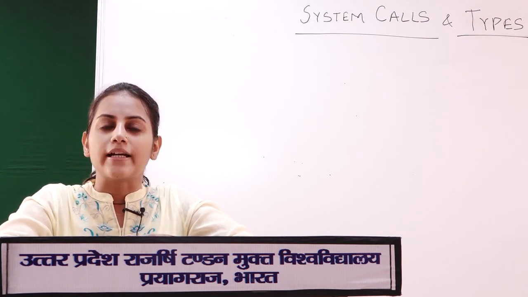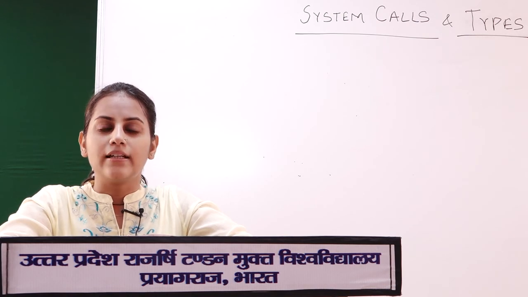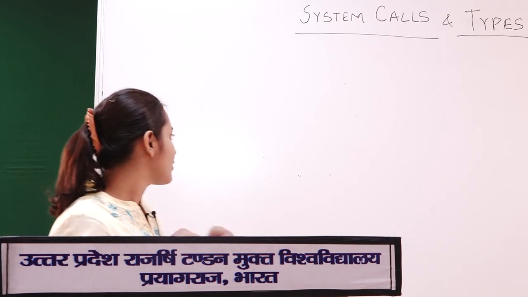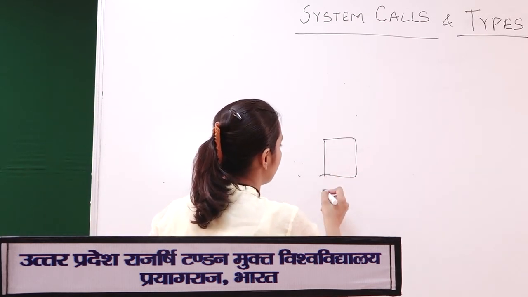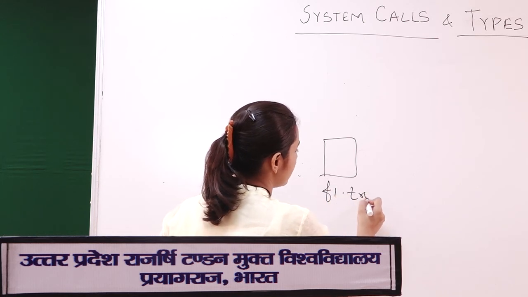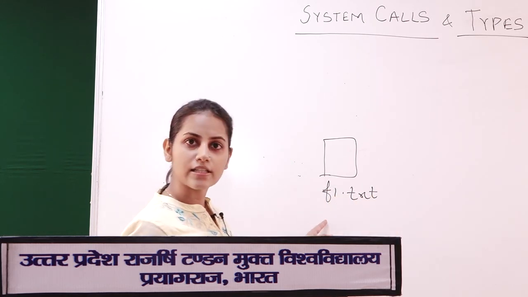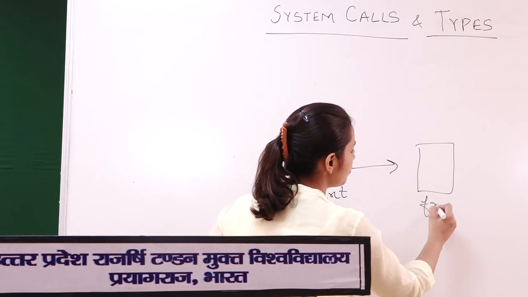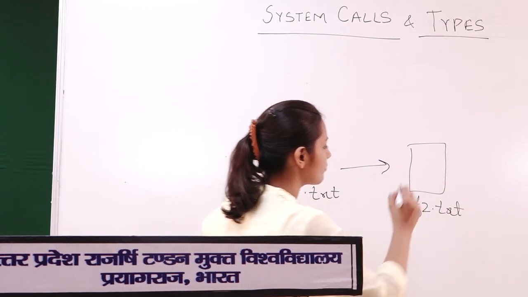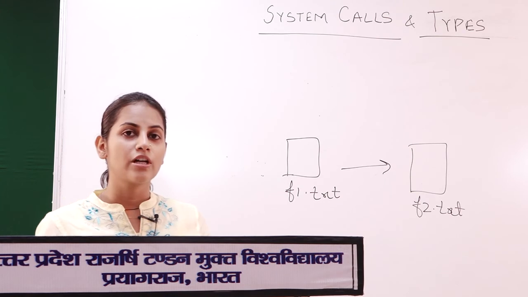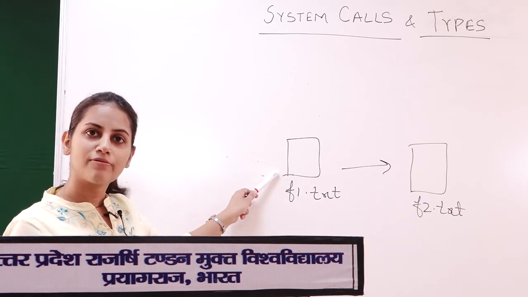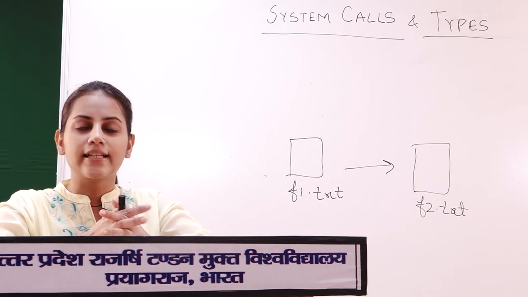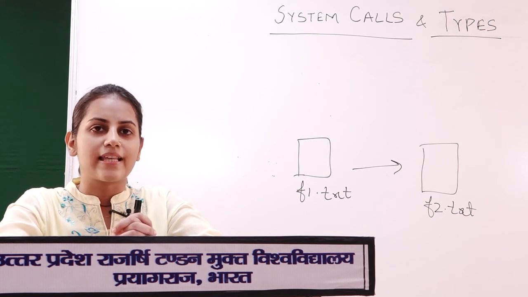Suppose you want to write a simple program of copying the text of one file to the other. So suppose we have the file f1.txt and you want the contents of this file to be copied to another file, f2.txt. You want to write a program so that you can read the contents of this file and copy those contents into the other file. For doing this task, there are some essential requirements.